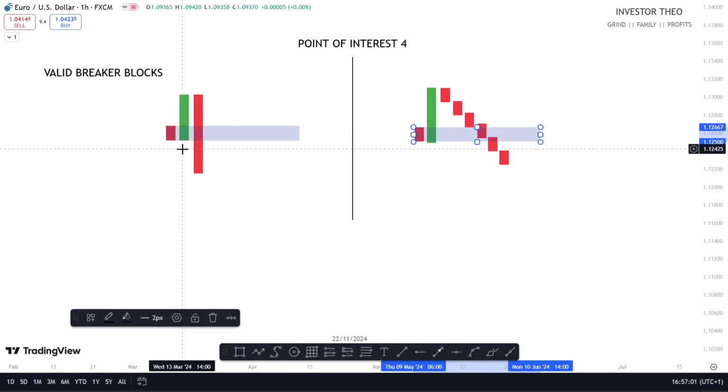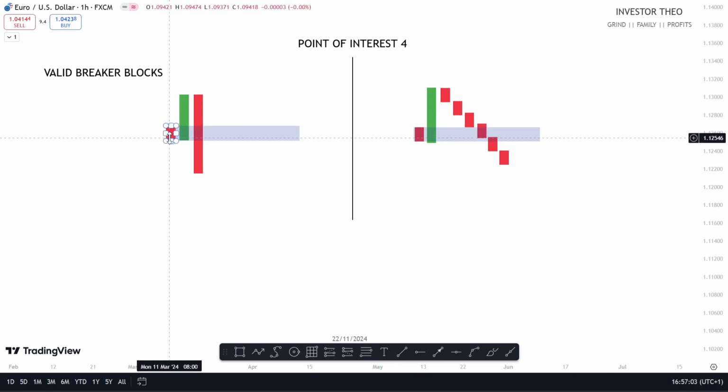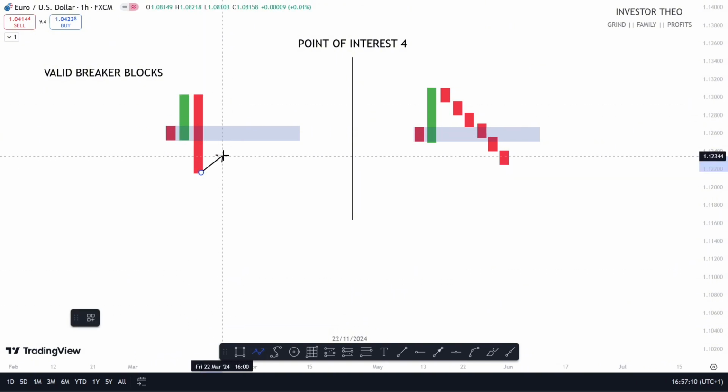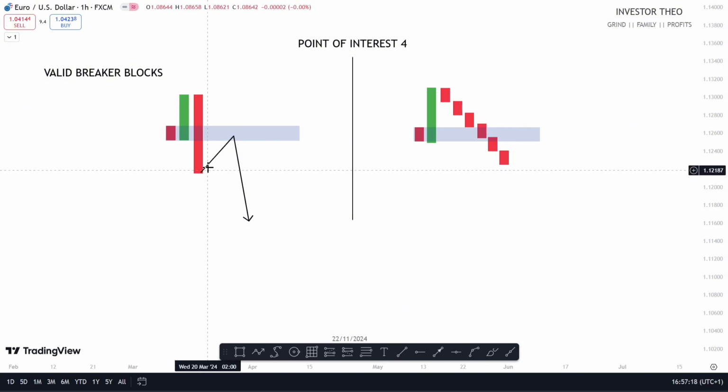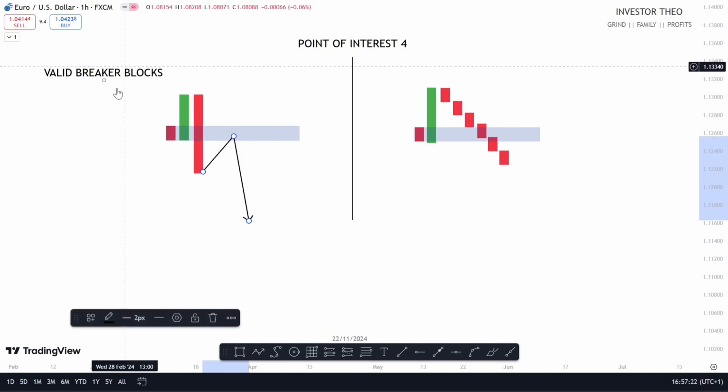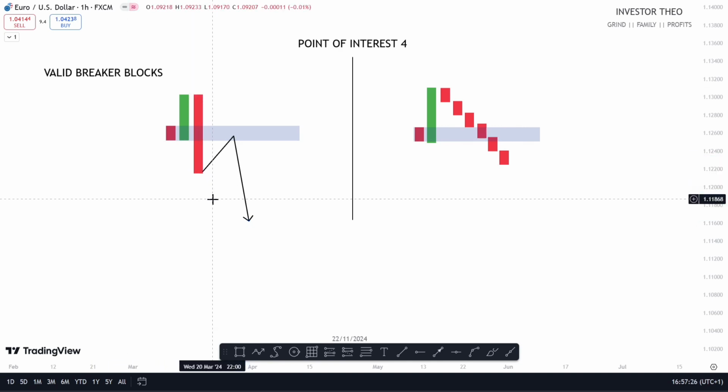From this first example, you can clearly see that this is another block that was broken, hence forming a breaker block. And what happens to a breaker block? There's a retest of it and the market moves to the downside. An uptrend turns to a downtrend. The opposite is the case for a downtrend turning into an uptrend. I hope you understand. Now this is valid because of a few reasons.